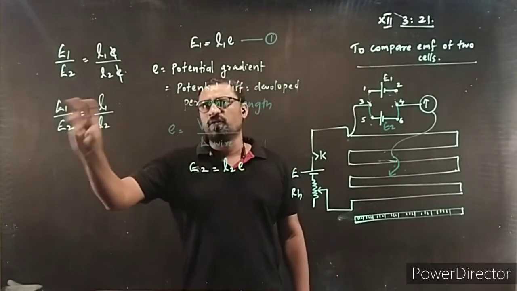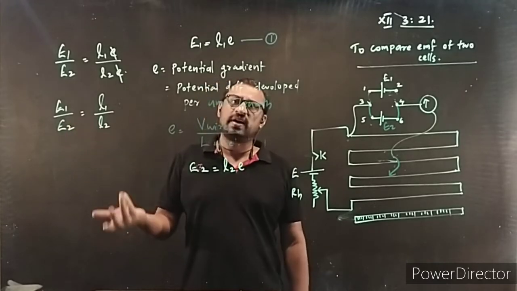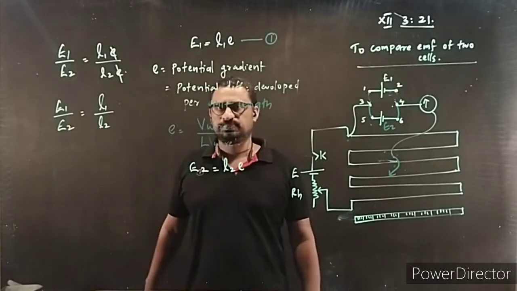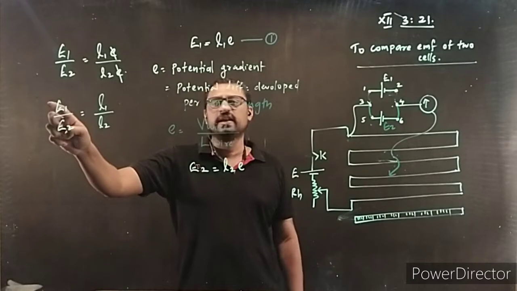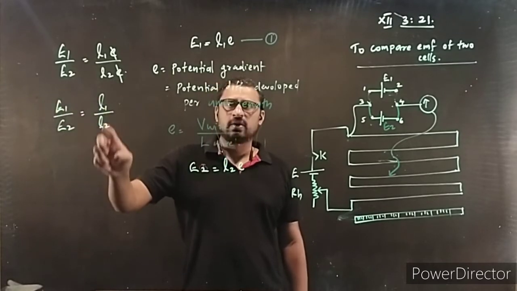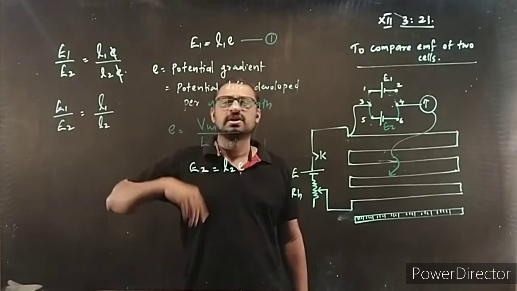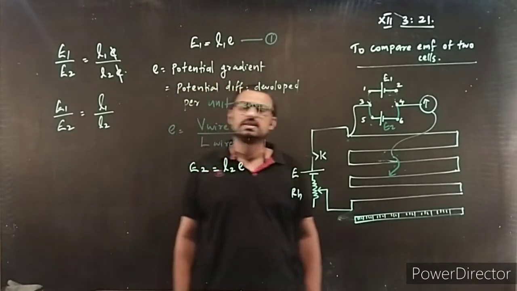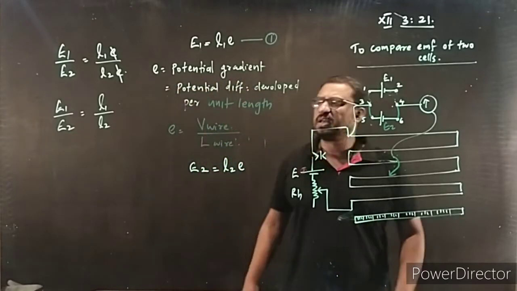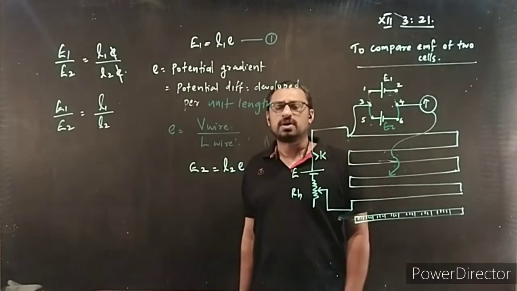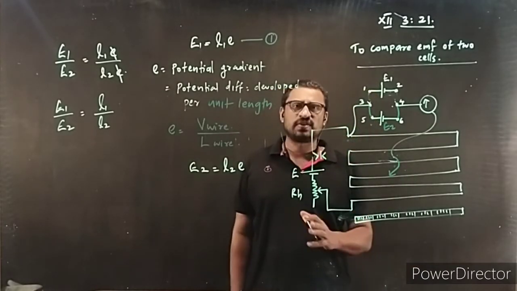This means if you know any one of the EMFs, you can find the other, unknown one. If you know E2, you can find E1 by measuring L1 and L2. If you know E1, you can find E2 by measuring L1 and L2. So that's it. This is the comparison of the EMF of two cells using a potentiometer, which is the first application in your textbook.